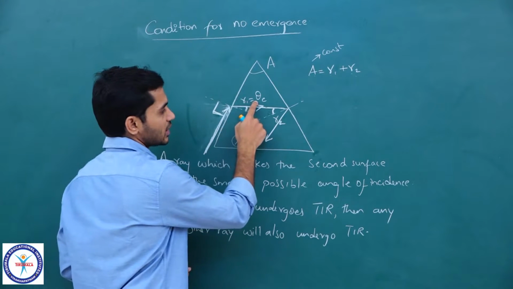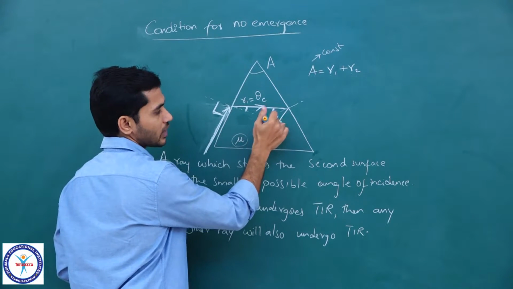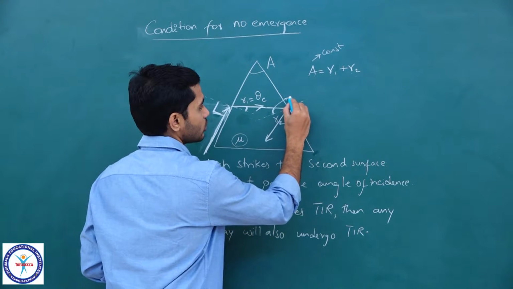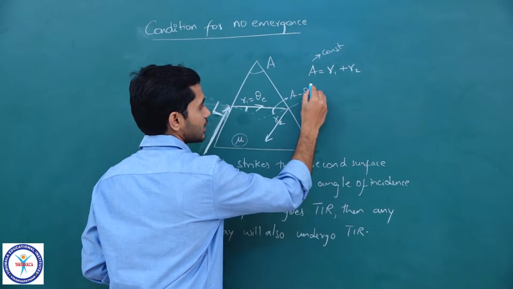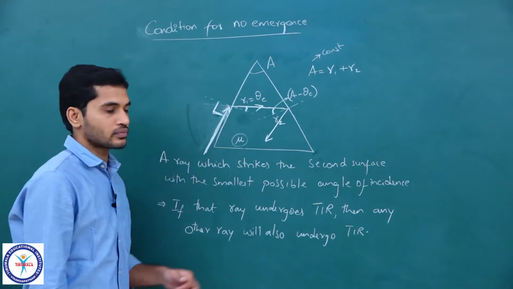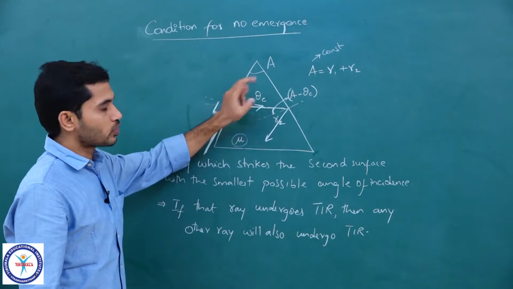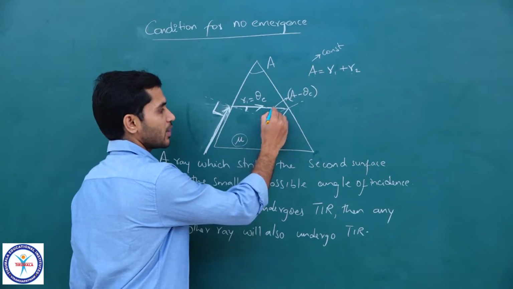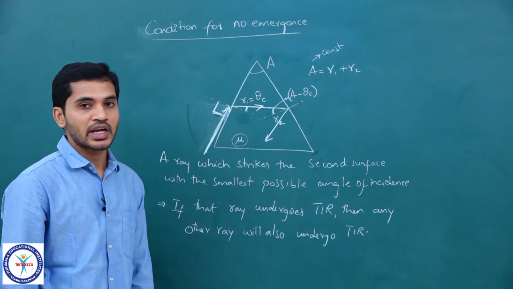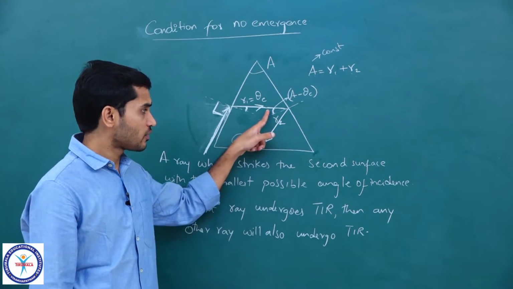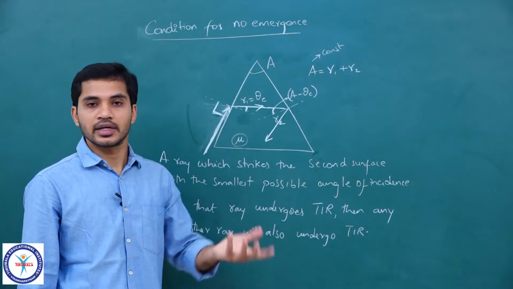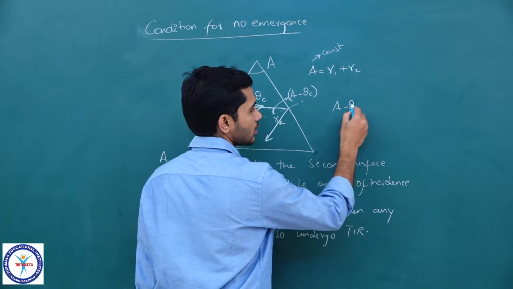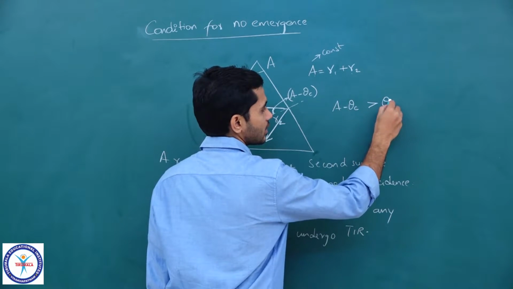So, it enters into the denser medium at an angle of theta c. Now, if this is theta c, can you tell me what this angle would be? How much would this angle be? So, this angle would be A minus theta c, correct? Because this plus this should be equal to A. So, now writing the condition is pretty simple. This is A minus theta c, and what is the condition we write for TIR? Angle of incidence should be greater than critical angle. So, angle of incidence is A minus theta c. So, that should be greater than theta c.